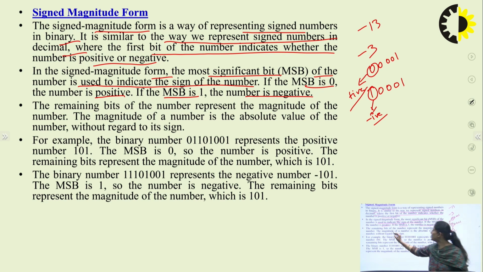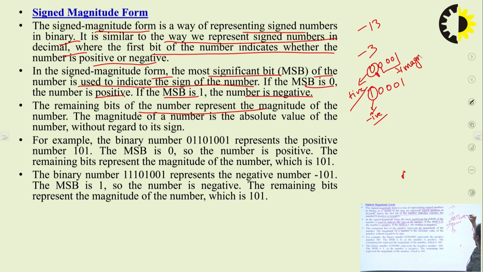The remaining bits of the number represent the magnitude. So this bit will represent the sign and these remaining 4 bits will represent magnitude. The magnitude of a number is the absolute value. What will be the value here? 0, 0, 0, 1. So it will be equal to 1 and the MSB bit is 0. It will be equal to plus 1. But here it will be 0, 0, 0, 1 and the MSB bit is 1. So it will be equal to minus 1.